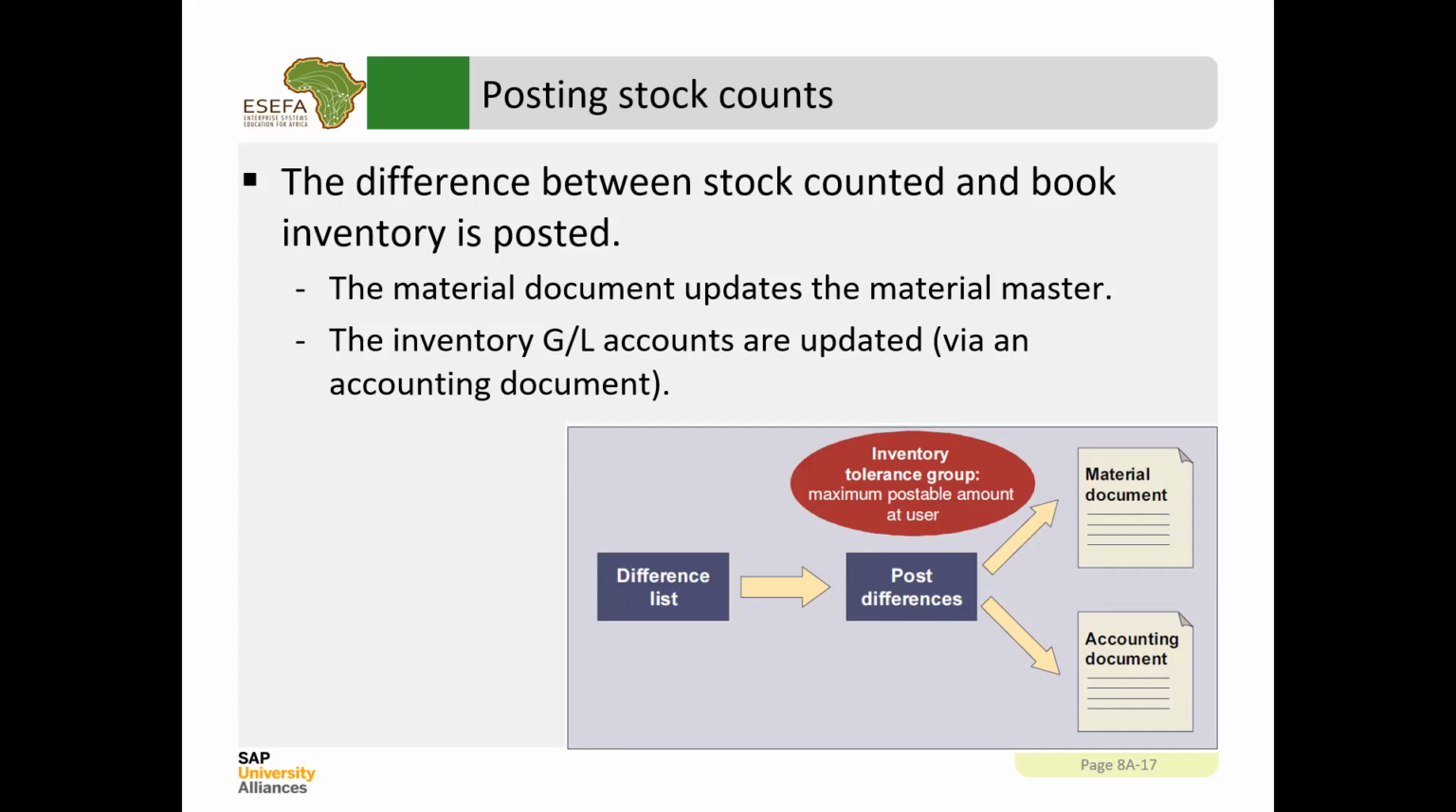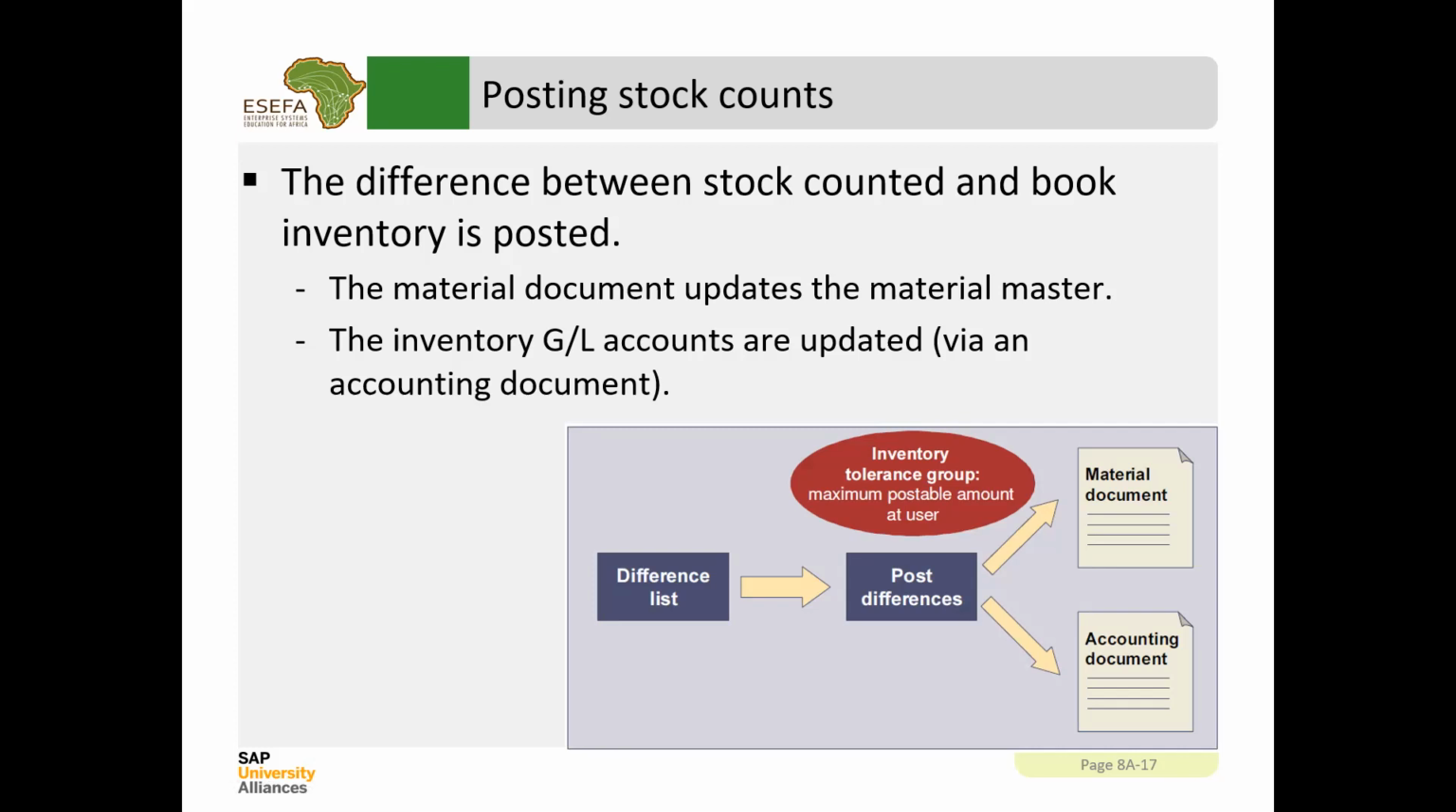Now, if you look at the red circle, that is called the inventory tolerance group. So the minimum postable amount at user. We are expecting 50 to be in the store. We have 49. Okay, 49 is still okay. So that's the tolerance of 1. So if there is a tolerance beyond a particular level that has been set, then there's going to be an error. That's part of the controls that are embedded.